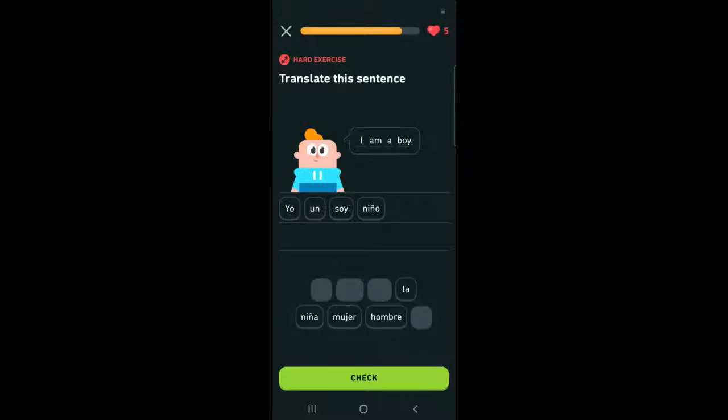So you think yo means I, and you think am is un, un is am, and you think a is soy. Is that what you remember? I'm just asking a question, come on. Is that what you remember? Okay, what do you remember? That a is un and am is soy. So why do you have this order then? Do you think the order that you have is correct? No. Then fix it. Okay. Yo, soy, un, niño.